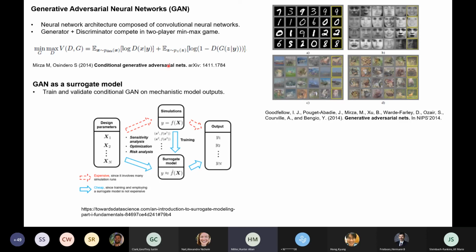GANs have been used for image generation, such as creating handwritten digits, faces, and recognizable images of many ordinary objects. In theory, one should be able to train a GAN as a surrogate model based on spatiotemporal simulation outputs. And the basic idea of a surrogate model is to provide sufficient training data for a machine learning algorithm, which is then capable of generating outputs similar to the mechanistic model outputs.